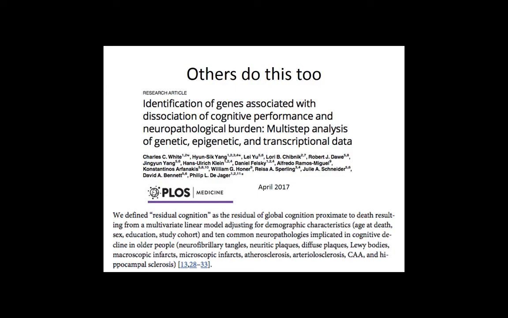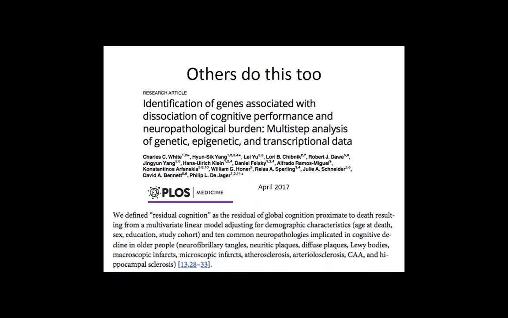Other people have certainly looked at the idea about residuals. So White and colleagues this year have a residual cognition. They're using a global cognition, which is a big Z-score, and this is Ross Map, I think, adjusting for a bunch of different things. It's the same idea.